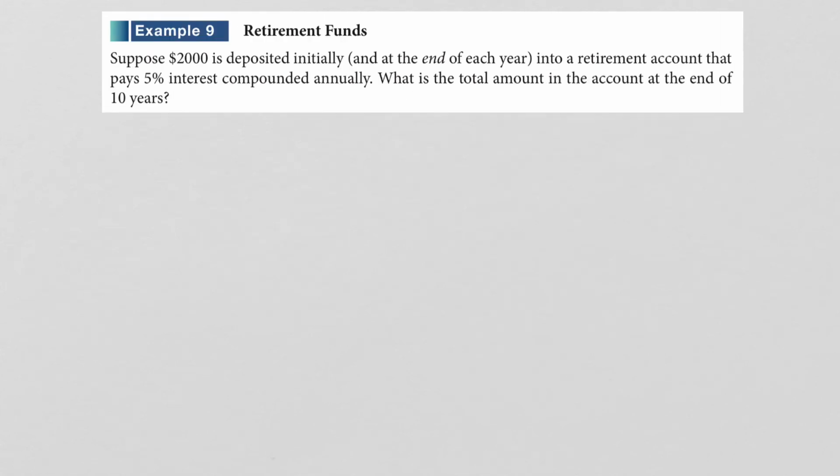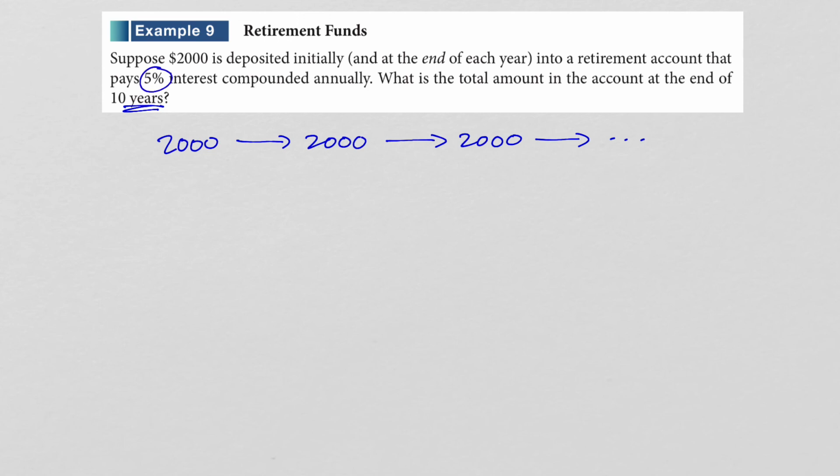And for our last problem, we'll look at an example involving geometric sequences. So it says, suppose $2,000 is deposited initially and at the end of each year. So you're going to start by putting $2,000, and then at the end of the year, you're going to put in another $2,000, and then at the end of the next year, another $2,000, and you're going to do this for 10 years. So the question is, what is the total amount of money in the account at the end of 10 years if it pays 5% interest compounded annually?